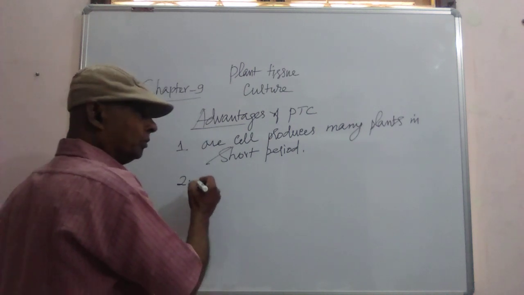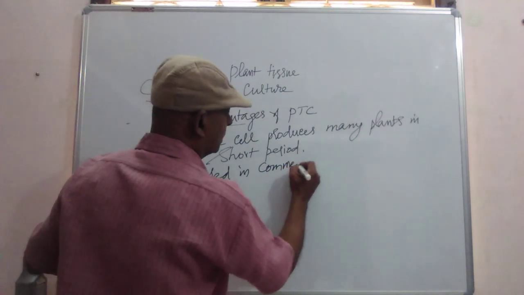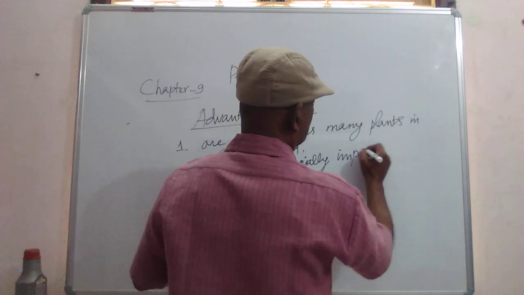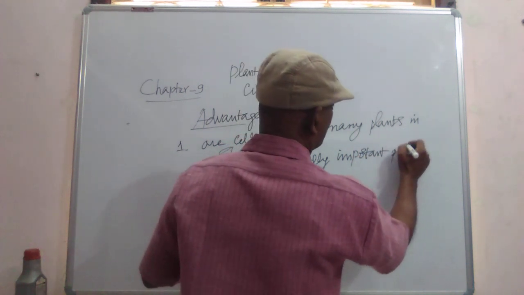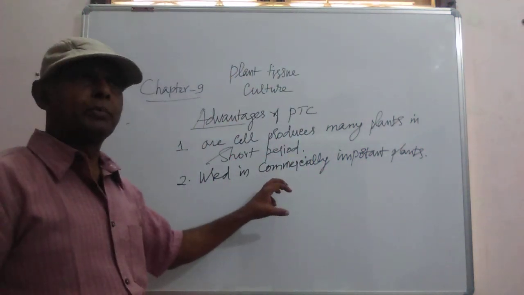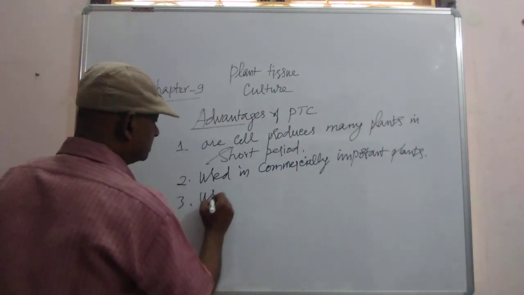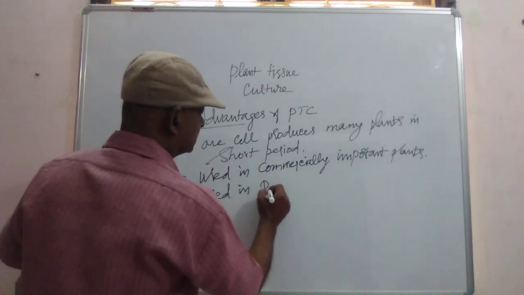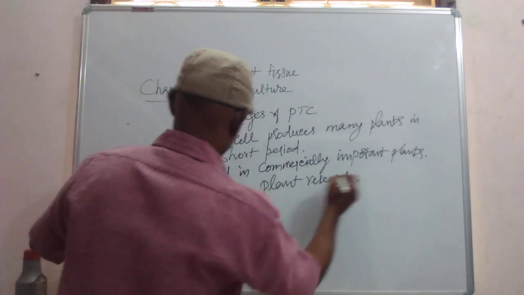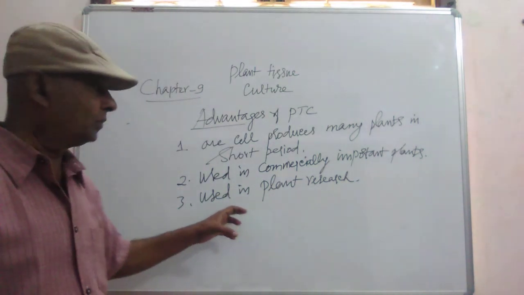Second one, it is used in commercially important plants. Commercially very important plants can be cultured by this method. Third one is that it is used in plant research. For plant research, this method is a very good method to follow.